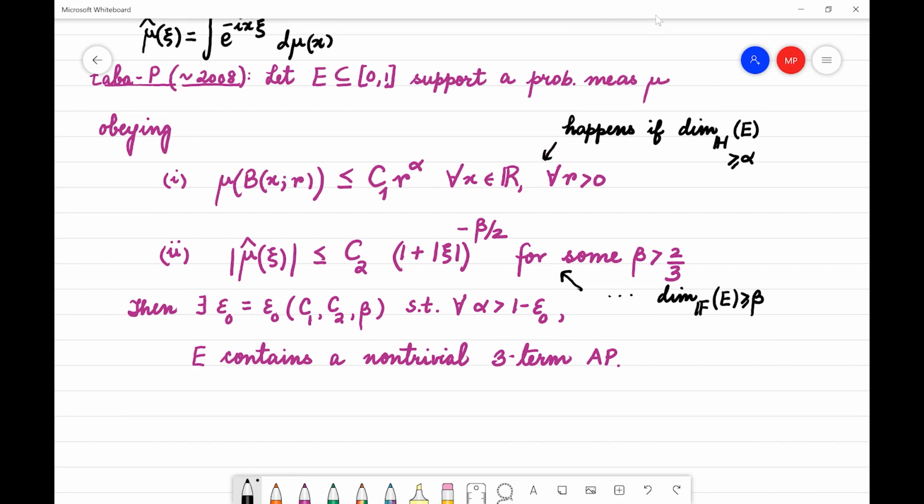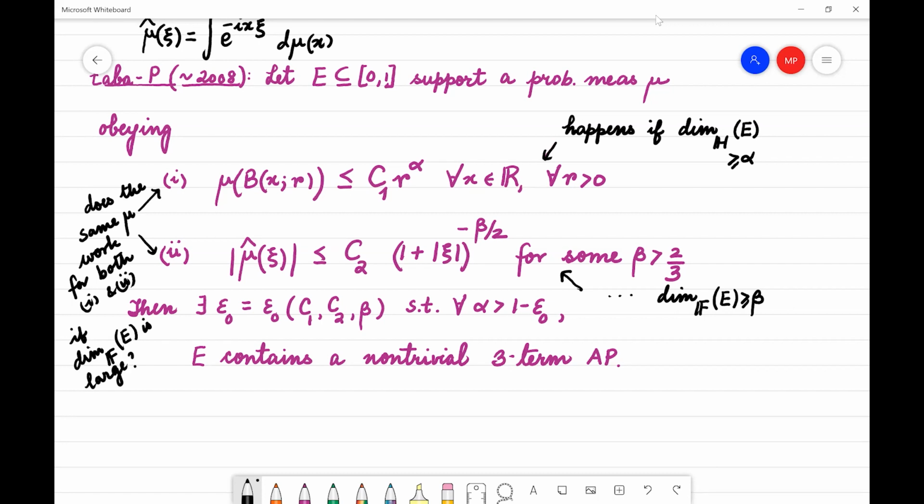What we didn't know was, is it possible for a set capital E, which has both large Fourier dimension and hence large Hausdorff dimension, does the same mu work for both 1 and 2? So we didn't know that. So does the same mu work for both 1 and 2 if we simply knew that the Fourier dimension of E is large?